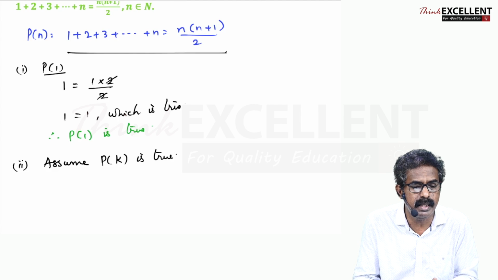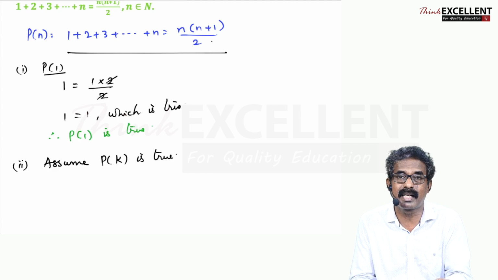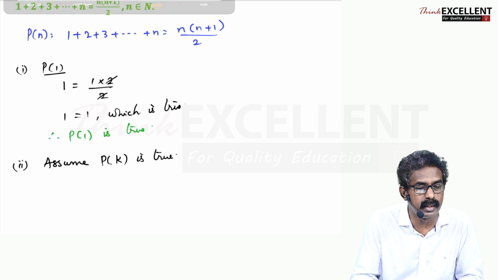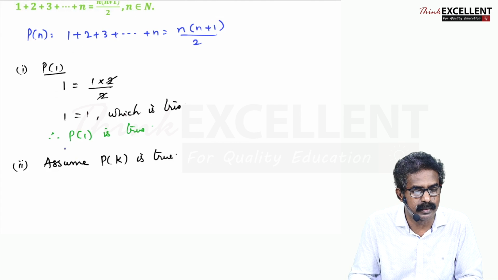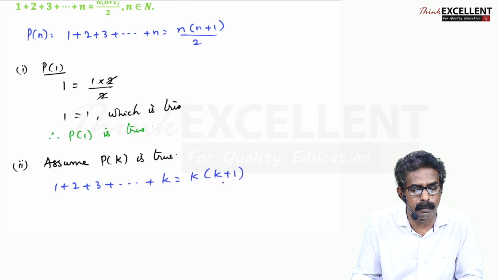This is P of n. P of k means wherever n comes, you put k and you take it as true. Assume P of k is true. The meaning, instead of n, you put k. Just copy the full statement. 1 plus 2 plus 3 plus etc. up to k equals k into k plus 1 by 2 is true. It's only our assumption. And take this as 1.